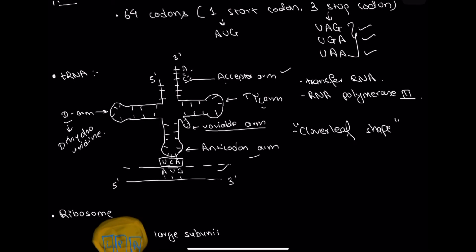And another is the T arm. This T signifies thymine, this psi signifies pseudouridine, and C signifies cytosine. It is involved in binding tRNA to ribosomes. So this is the basic structure of tRNA.